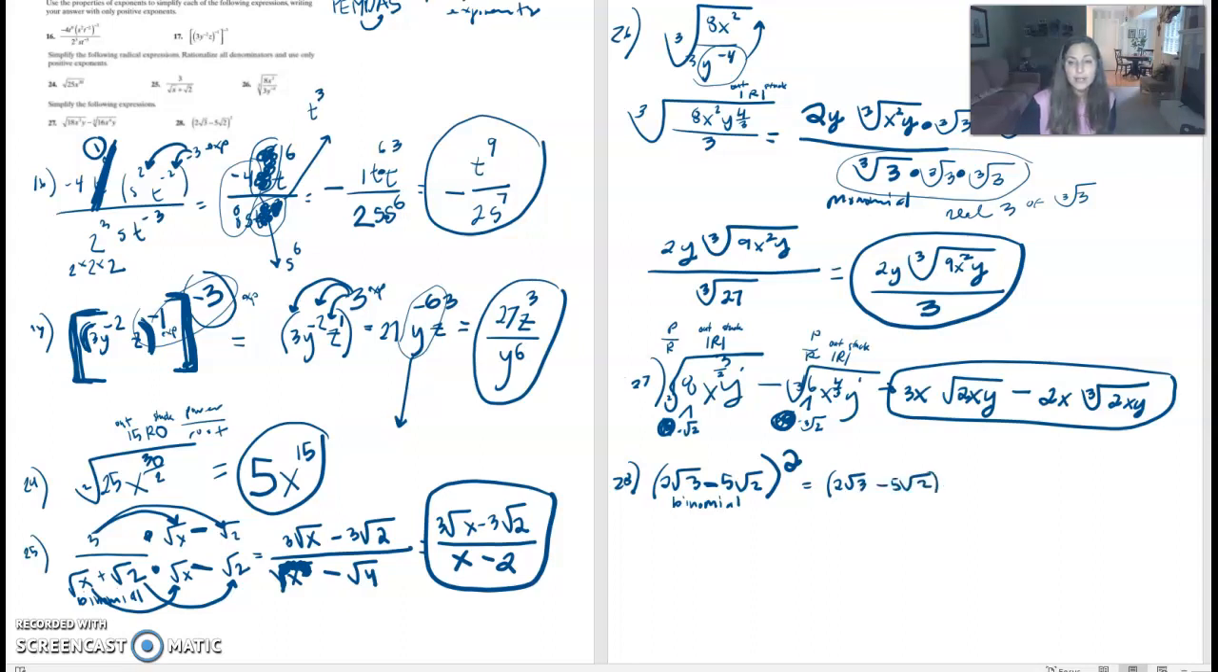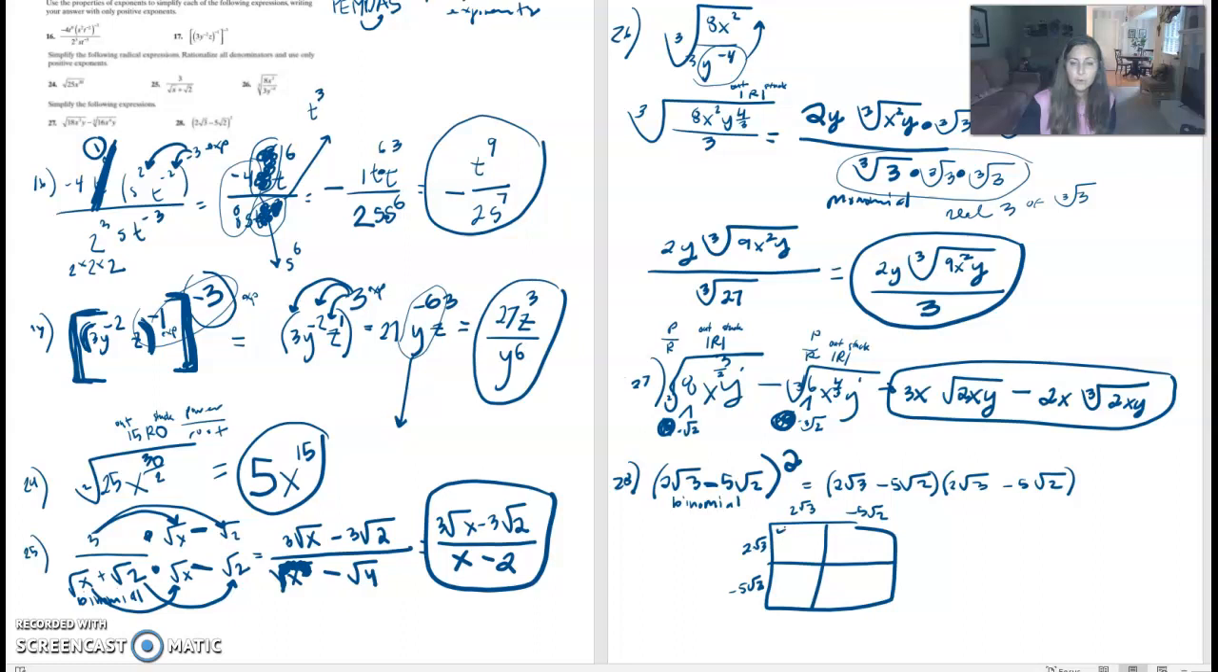Now, personally, I like to make my box, but you don't have to make your box if you don't want to. So I think I'll make a box. It needs to be pretty big because I know I'm going to have some work to do here. You put one term along the top, so 2 radical 3 minus 5 radical 2 along the top, and then 2 radical 3 minus 5 radical 2 along the edge.